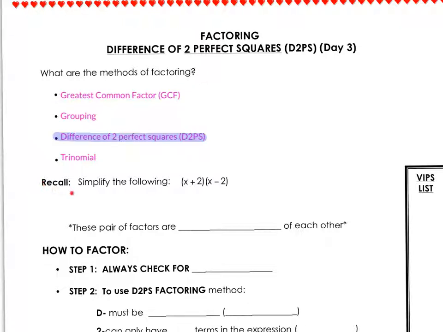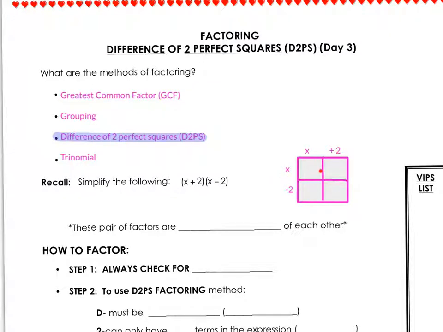Okay, so let's do a recall. Simplify the following: x plus 2 times x minus 2. Well, if we were to simplify this, I would say we'd probably do either double distribution or area model. I'm going to do area model. So off to the side over here, I've written my box with my x plus 2 and my x minus 2. Now I'm going to fill in each area model.